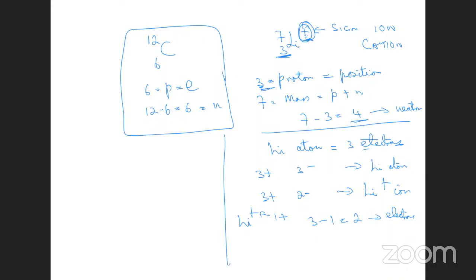If it is a negative charge, what happens? So if I have 35 Cl minus and 17, you know this is protons. This is protons plus neutrons. Therefore, 35 minus 17, you get the number of neutrons.